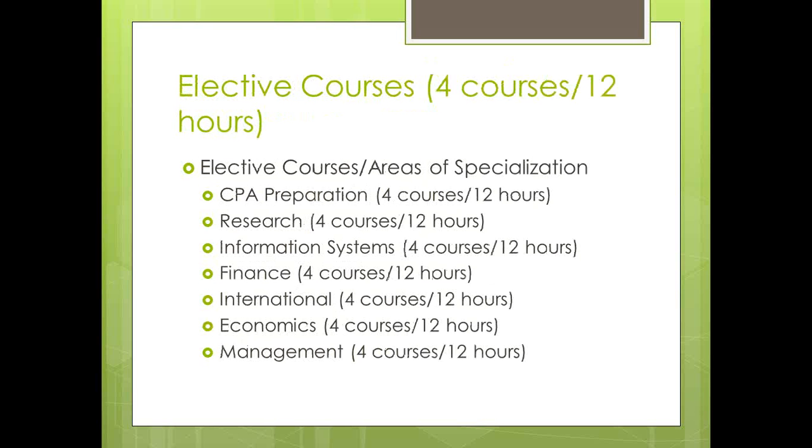When it comes down to the elective courses, what we've attempted to do is to go into certain areas of specialization. However, I need everyone to understand that you do not need to specialize in one of these areas. So we do offer specializations in CPA preparation, research, information systems, finance, international, economics, and management. Now again, you can see, at least on this slide, they all consist of 4 courses, 3 hours each, for a total of 12 hours. But again, I want to reemphasize that you do not need to select an area of specialization.